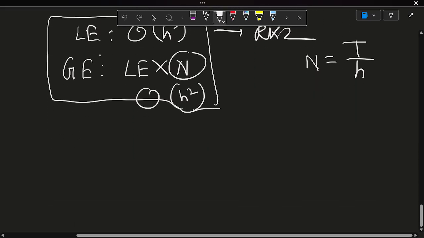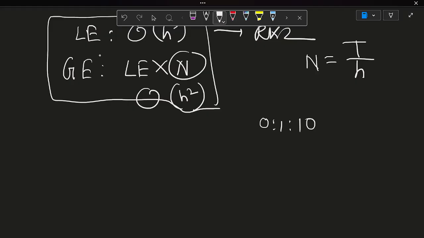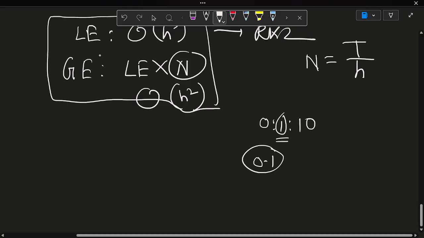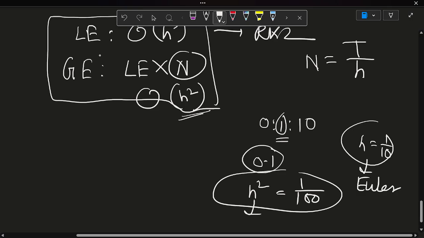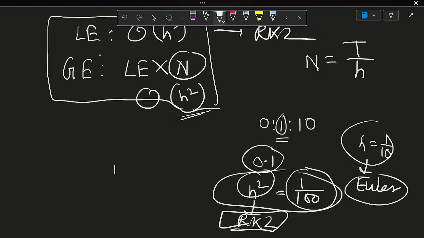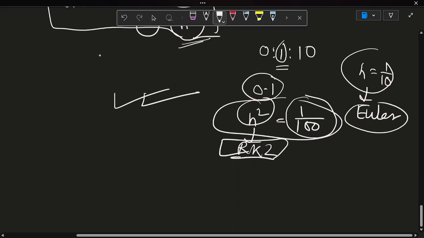In our example, for instance from 0 to 10, if I make this dt small, say 0.1, then what will h square be? It will be 1 by 100, and h will be 1 by 10. So this is for Euler and this is for RK2. For the RK2 method, we can see that the error is lower compared to the Euler method. That is why, in this way, you can show that the RK2 method is more suitable.